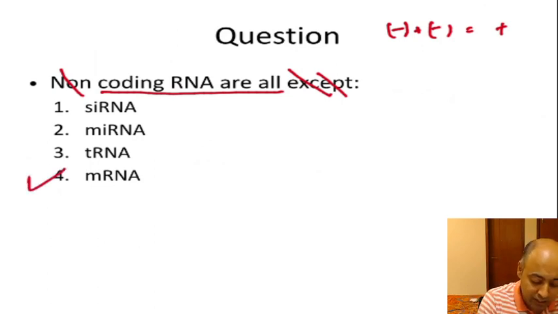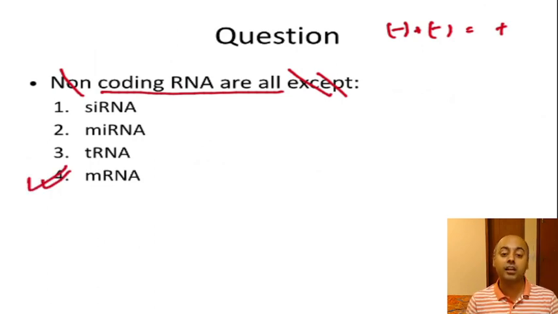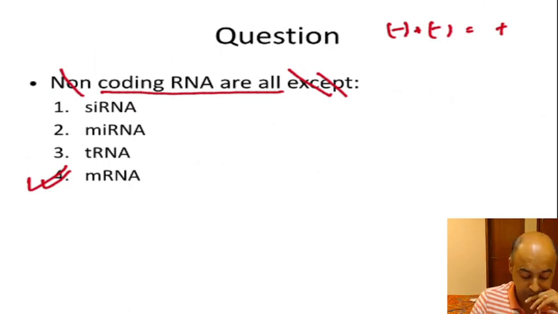You know the coding RNA is the messenger RNA. Coding RNA is only the messenger RNA. All other RNA are non-coding in nature. They have biological functions, but they cannot get translated into protein. The RNA which gets directly translated into the protein is the messenger RNA.